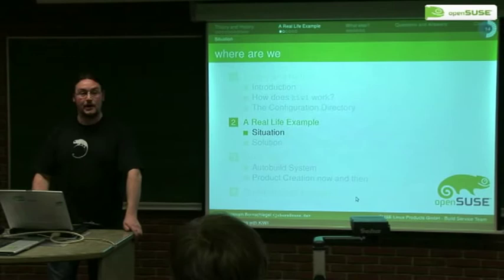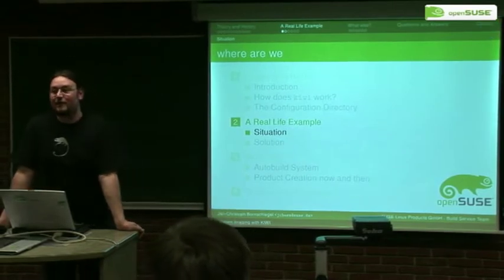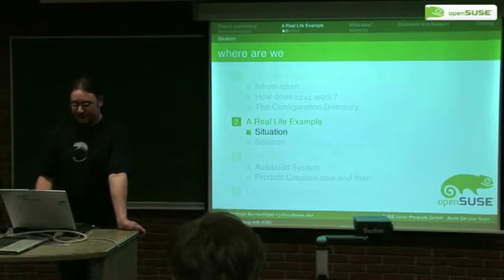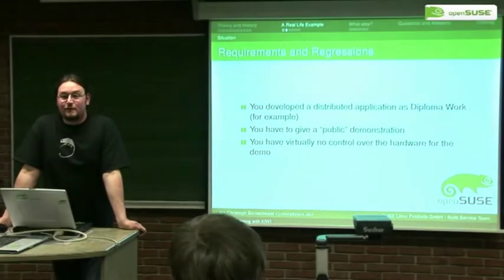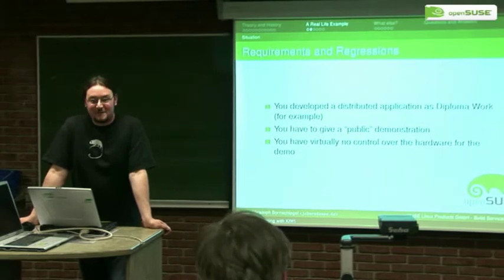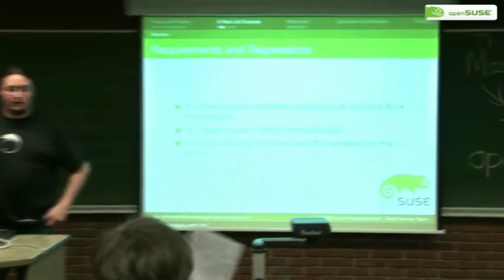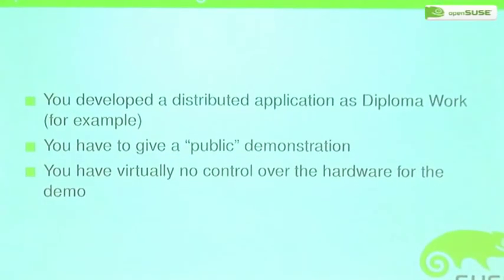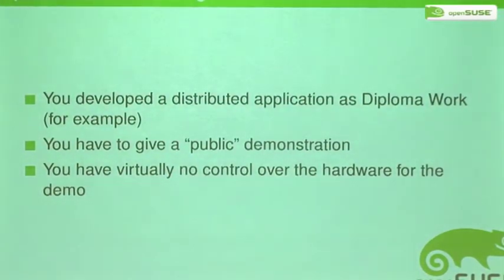Okay. Now, I'll briefly give a real-life example. Imagine the following situation. You wrote a program for your diploma thesis or whatever, and have to demonstrate it on, say, a distributed system. You want to demonstrate something which has a client-server application, and you need two machines for this. Your prof says that you have two machines in the lab, but he cannot make sure that they are installed correctly, and you can't be there the day before fiddling with the machine. Then in the evening some other guy comes, uninstalls the package that you need, and you run into trouble when you give your demonstration, nothing works, and you fail.